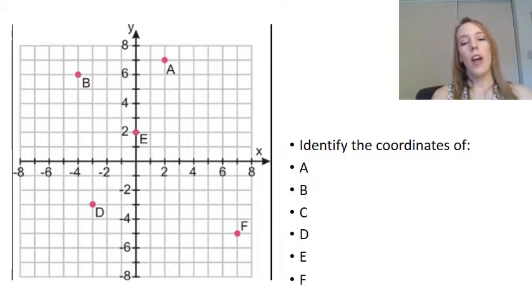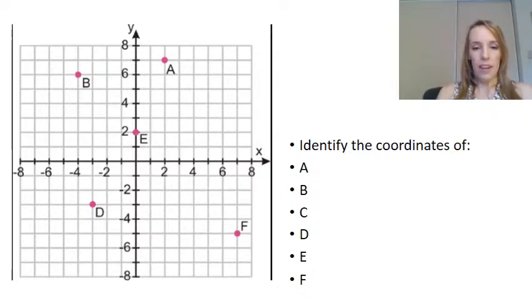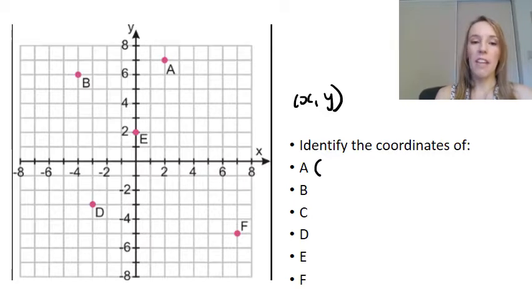Okay, so our next one is asking us to actually identify the coordinates of each of these points. So the first one is A. Now remember, when we're writing our coordinates, they're given in an X, Y pattern. So the X coordinate comes first and then the Y.